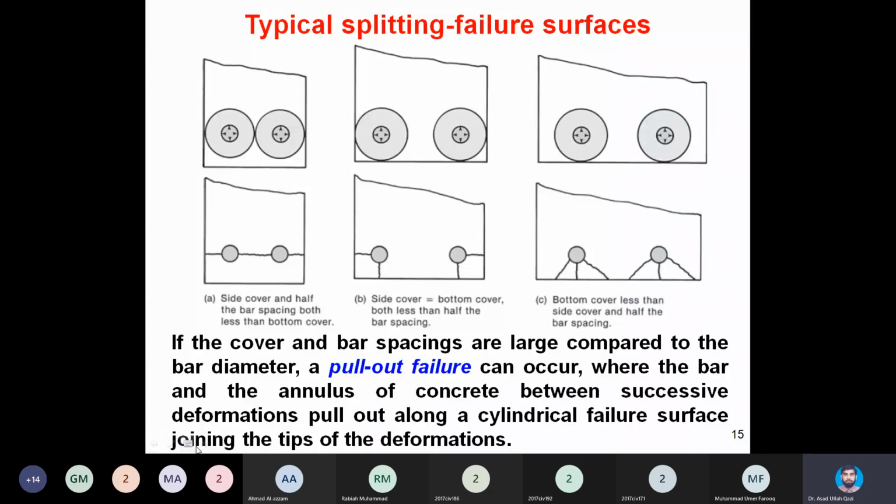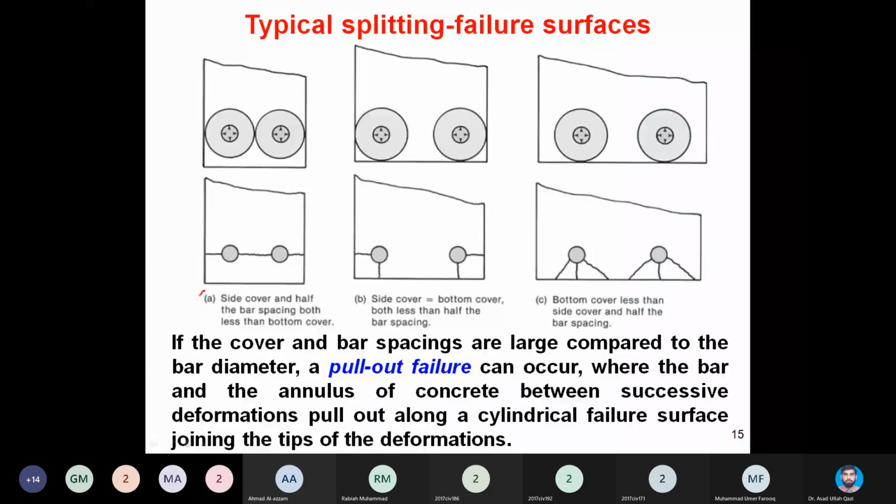Right. Now on this picture, slide number 15, I want to show you typical splitting failure surfaces. First is what we call side cover. In some textbooks you will see it called the side split failure mechanism. So the failure mechanisms are because of the splitting failures, and the tangential component is causing the internal pressure, and as a result cracking may approach the surface of the beam.